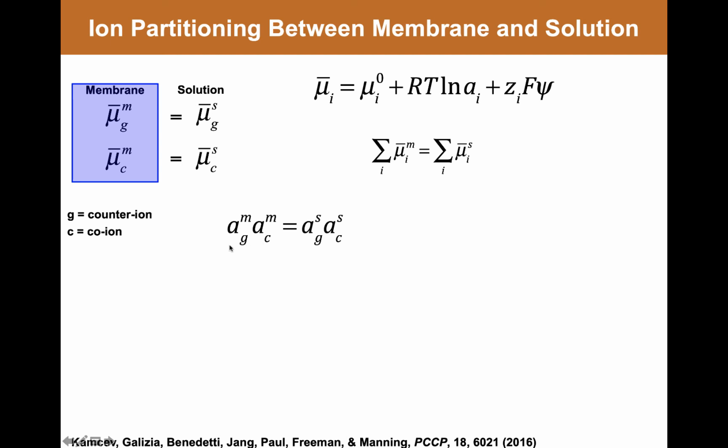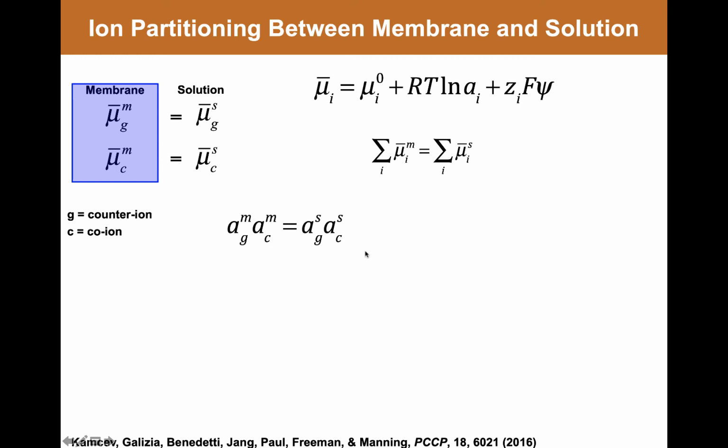And it says that the product of the thermodynamic activity of the counterions and the coions in the membrane is equal to the product of the thermodynamic activities of the counterions and coions in solution. Now, I'm writing these expressions for a monovalent ion like sodium chloride partitioning into a membrane. In the article that's shown at the bottom of this slide, you'll find the equivalent expressions for other salts.